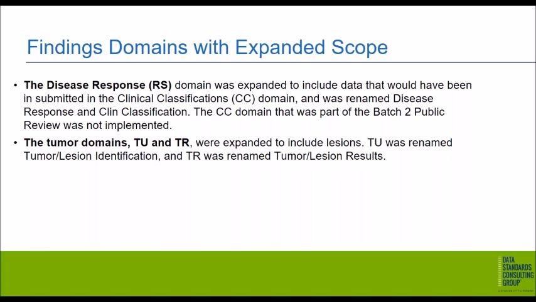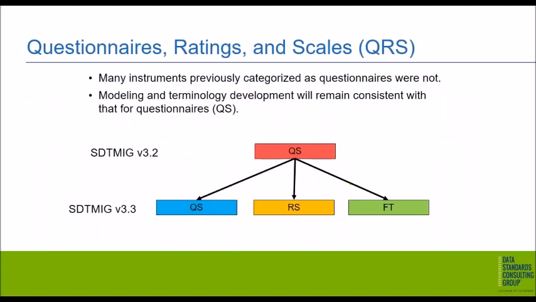The tumor domains were also expanded. Rather than being limited only to oncology and tumors of interest, now they're also expanded to include other types of lesions that are not cancer. This is the QRS thing that I was just talking about here. So in 3.2 we have QRS, and now we've got these 3 other domains that are children of that. One of which is the original questionnaires, and the other 2 are the responses that include clinical classifications and the functional tests.